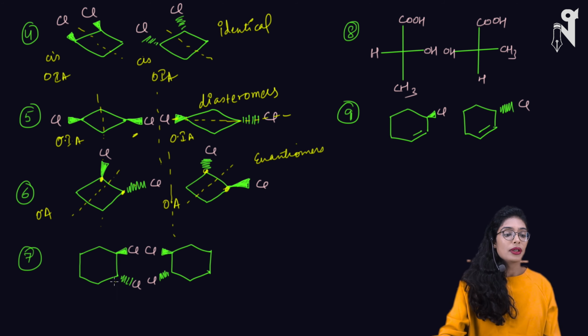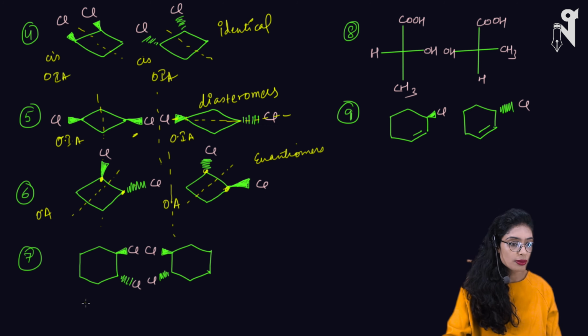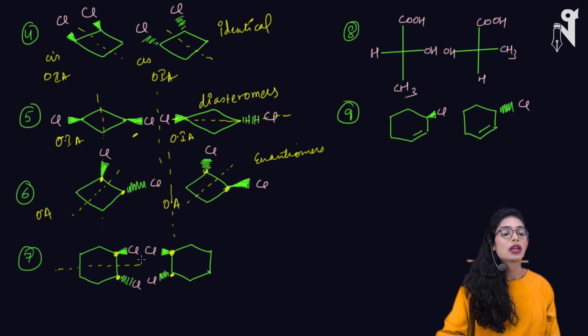Now, next compound. In the next compound, we have to figure out what kind of compounds these are, diastereomers or enantiomers. In question number 7, see whether we have a plane of symmetry. First of all, let's figure out whether these have chiral centers or not. So we have chiral centers over here. Then we have to figure out whether the plane of symmetry is there or not. The plane of symmetry is not there because one chlorine is up, one chlorine is down. Here also it's not there. One chlorine is up, one chlorine is down, so no plane of symmetry.